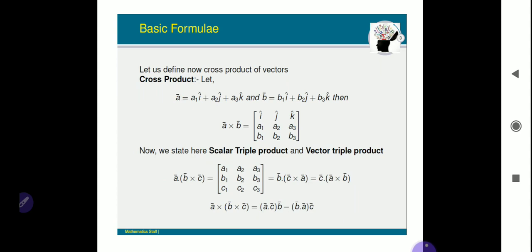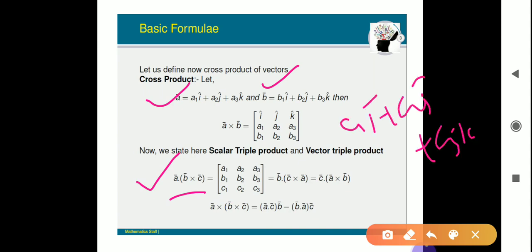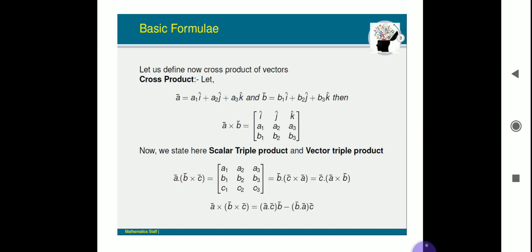After that, how do we define the scalar triple product and the vector triple product? Sometimes we have to use these for solving problems. So the scalar triple product is denoted by a bar dot b bar cross c bar, where a bar is this vector, b bar is this vector, and c bar, suppose we take c1 i bar plus c2 j bar plus c3 k bar, is the third vector. Okay, so a bar dot b bar cross c bar can be calculated using this. This is again a determinant, where the first row is the vector a bar: a1 a2 a3, then b1 b2 b3, c1 c2 c3.